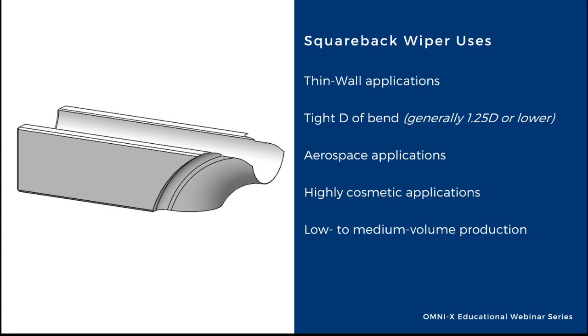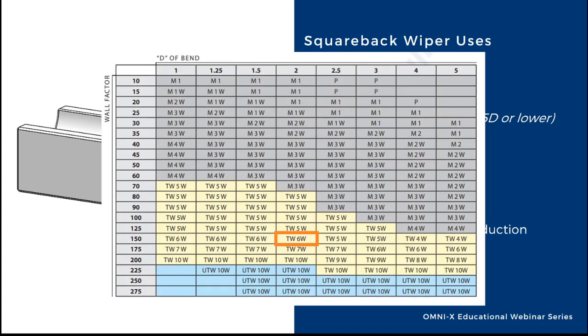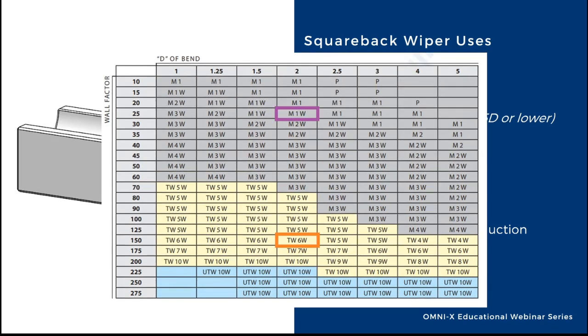For example, you should start with a square back wiper die for a 2D bend with a 150 wall factor, as shown in the orange box. On the other hand, it is okay to use a wiper holder with inserts for less aggressive applications, such as a 2D bend with a 25 wall factor, shown in the purple box.